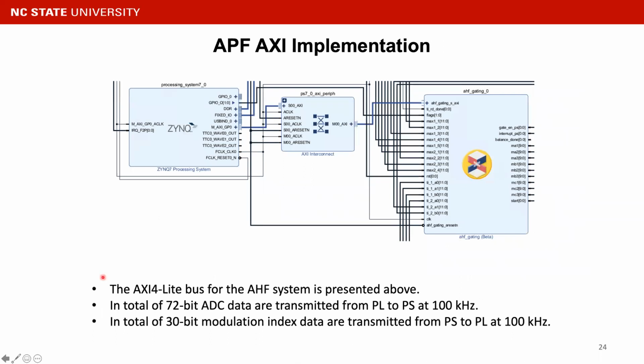Now here's the AXI interface implementation for the active power filter. On the left block here, we have our processing system. And then on the right, we have our controller block. And we use the AXI interconnect block here to connect those two together for the data transmission. In total, 72 bits of ADC data are transmitted from the PL to PS at a 100 kilohertz rate. And in total 30 bits of modulation index data are transmitted from the PS to PL at the same rate.